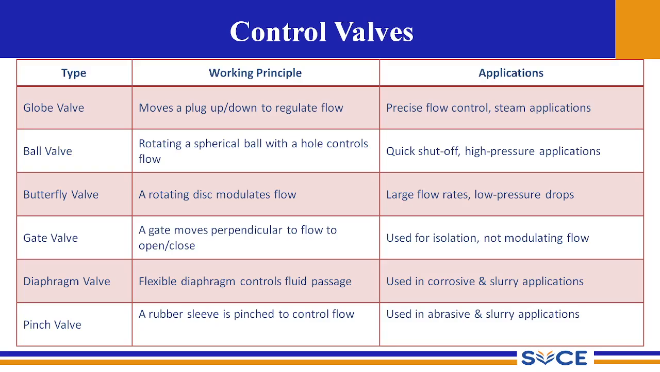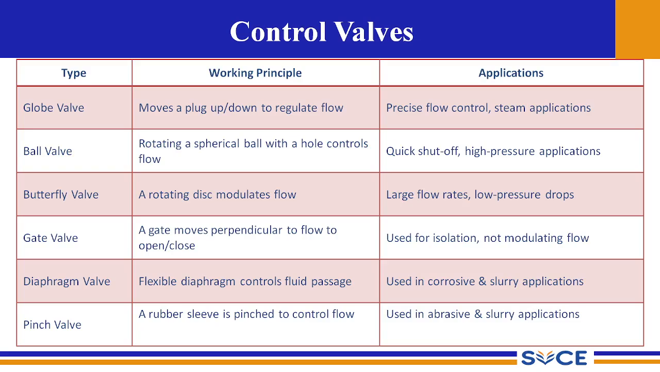Next is the ball valve, where you rotate a spherical ball with a hole in the center. When the ball is rotating, the opening or the hole will be partially seen or completely seen. So that rotating spherical ball with a hole will control the flow, and it is used for quick shut off and high pressure applications.